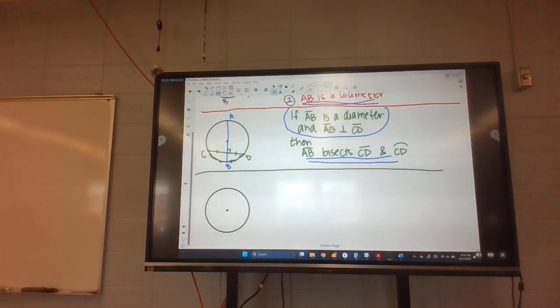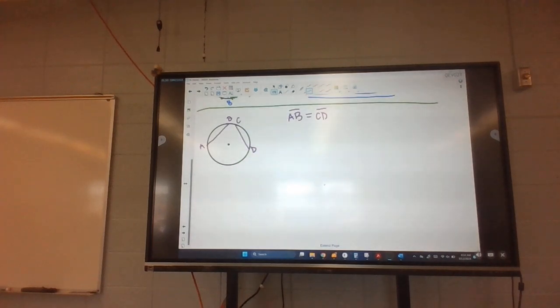All right, our last one here. Again, I'm going to try to draw two chords that look equal, just so that it doesn't seem wrong at all. So AB is equal to CD. And again, I'm going to use that if and only if phrasing. Again, this is the one that goes both ways.